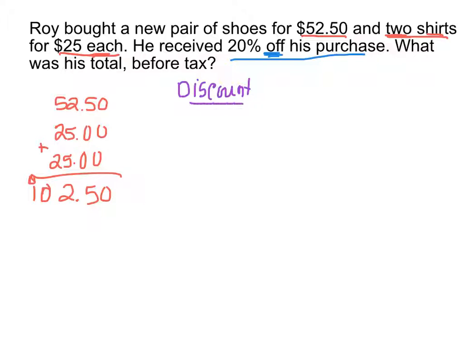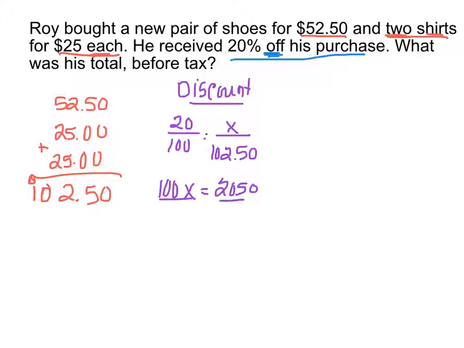How much does he get to take off? So percents, I can always use a proportion. 20 over 100 equals x because I don't know the discount over his total that he bought, 102.50. I cross multiply. 100x equals 2,050. Divide both sides by 100, and I get x equals $20.50. This is not his total, this is his discount.